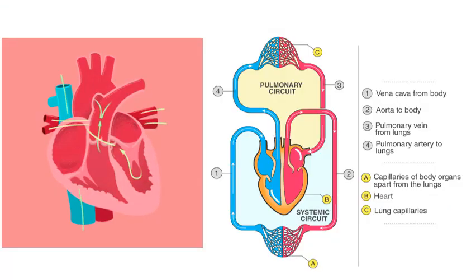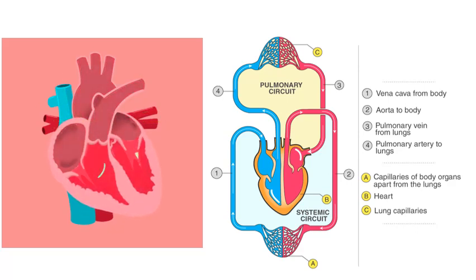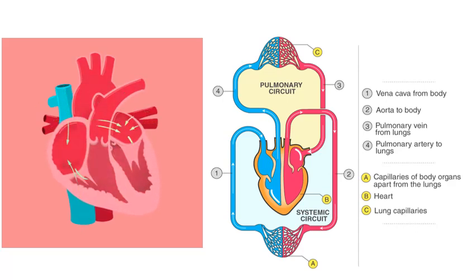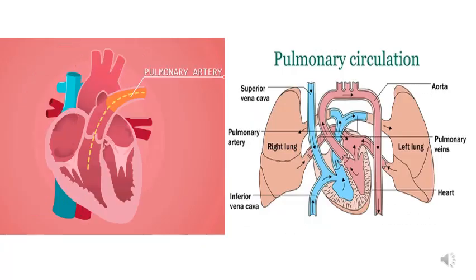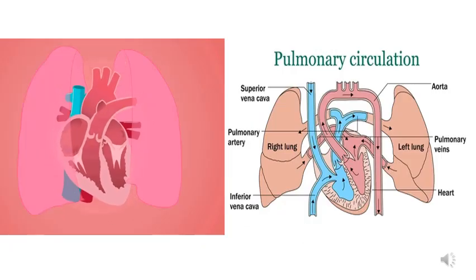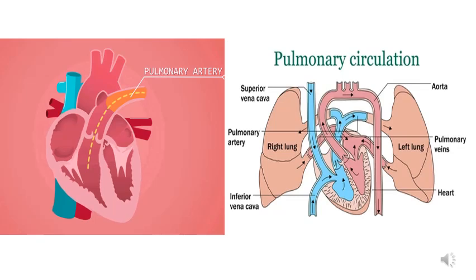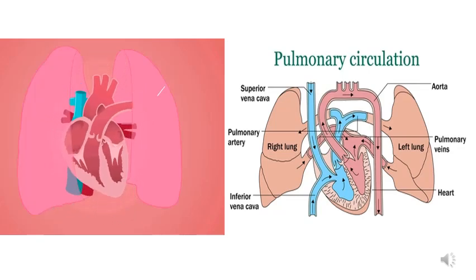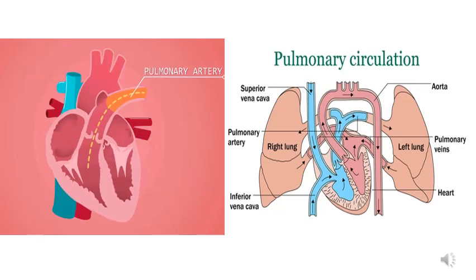Circulatory pathways. Pulmonary circulation: right side of the heart to lungs, then to the left side of the heart. Systemic circulation: left side of the heart to body, then to the right side of the heart. Pulmonary circulation: lungs. Purpose: to exchange carbon dioxide, CO2, for oxygen, O2, in the lungs.